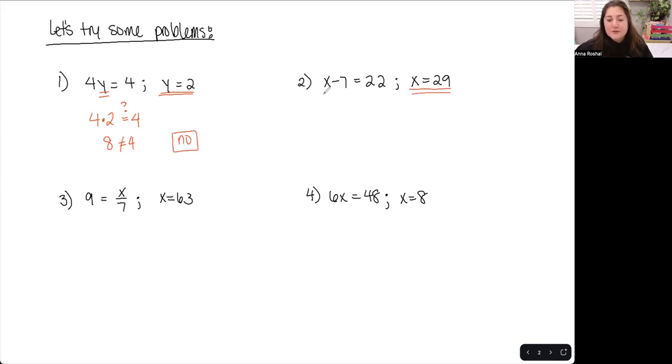Here I have x is 29, so I'm going to replace x with 29. So I have 29 minus 7. And then I know that 29 minus 7 is 22, so 22 does equal 22. So hurrah! It is, and we have our answer for yes and no for 1 and 2, or I guess no and yes for problems 1 and 2.